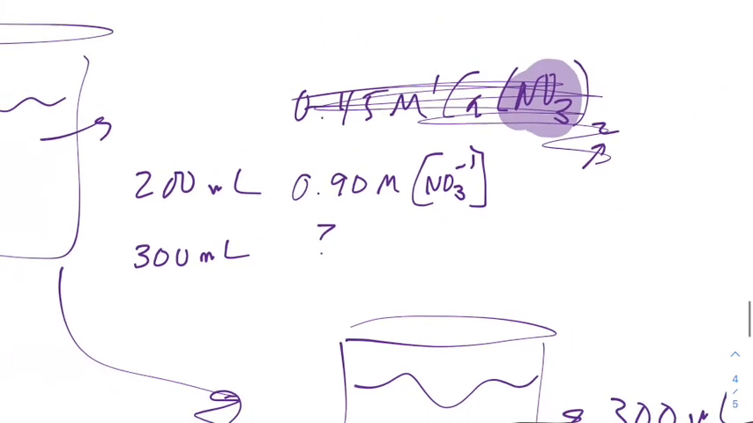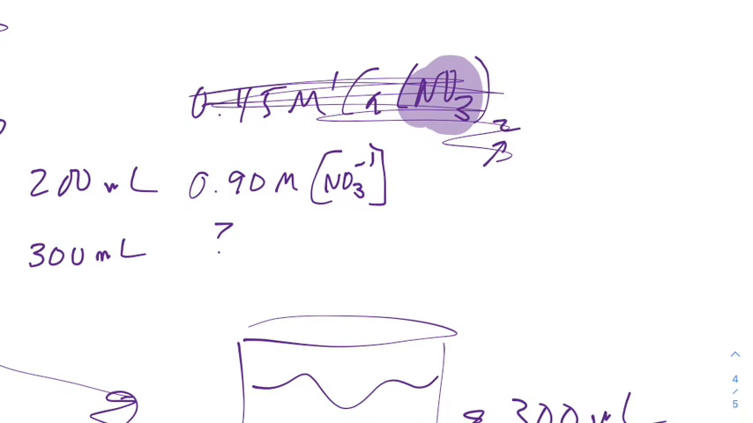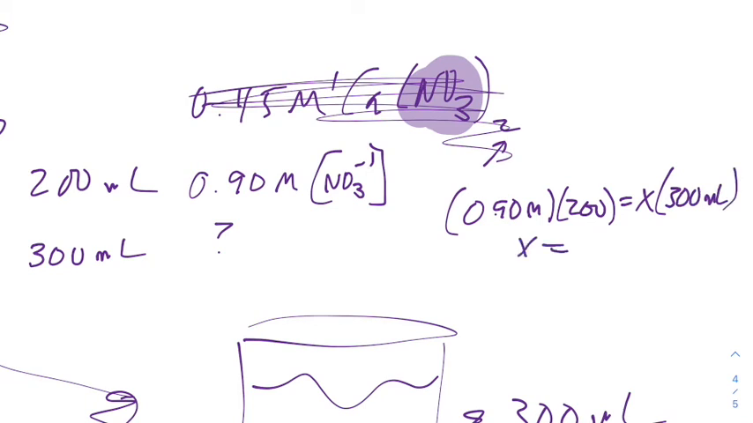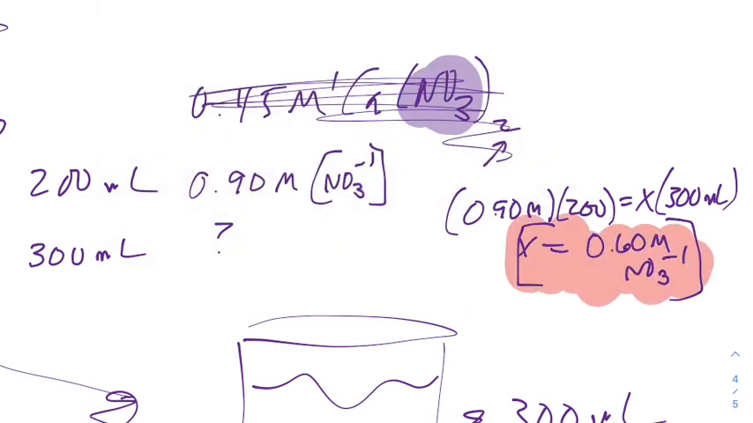So what is our new concentration from beaker 1? Well, this is just going to be M1V1 equals M2V2. So this is 0.90 molarity times 200 is equal to X times 300 milliliters. And our new X, when we do that, is going to be 0.6 molarity for the nitrate. Now, if that's all there was, then that would be your answer: 0.60 molarity of the nitrate.